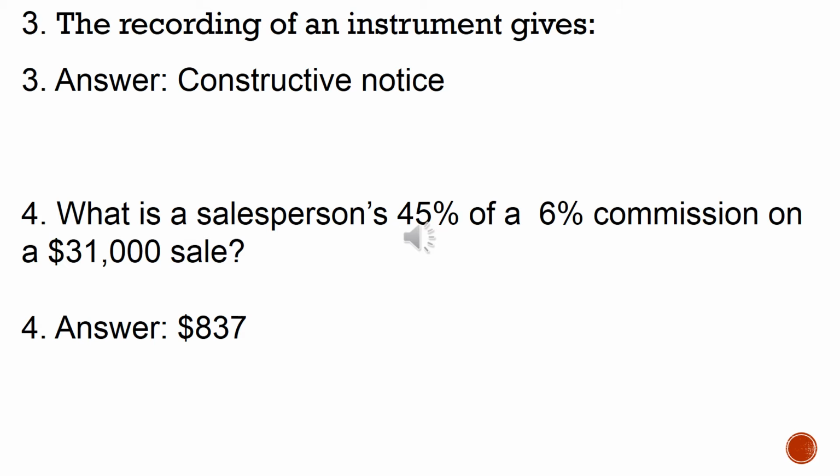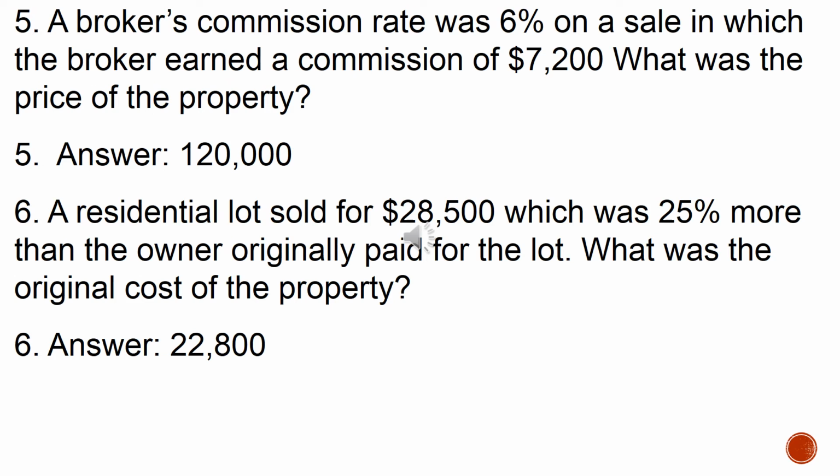Question number 4. What is a salesperson's 45% of a 6% commission on a $31,000 sale? Answer, $837. Question number 5. A broker's commission rate was 6% on a sale for which the broker earned a commission of $7,200. What was the price of the property? Answer, $120,000.